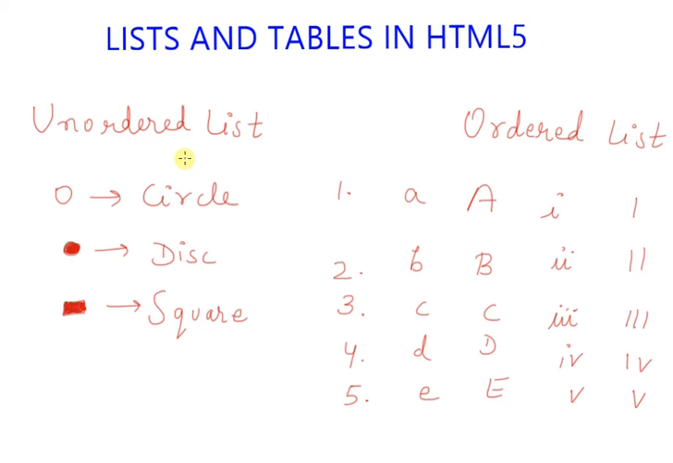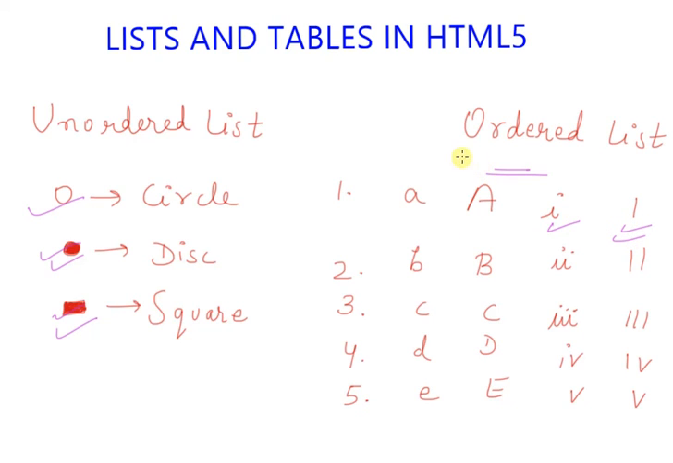In an ordered list and unordered list we can use these different options for setting the bullets. So this is the circle, this is the disk, and this is a square. And similarly in ordered list we can use 1 2 3 4 5 and a b c d e also, and capital A also, and the Roman numbers for numbering.